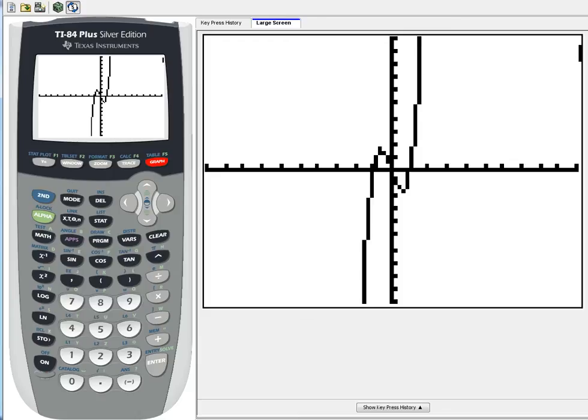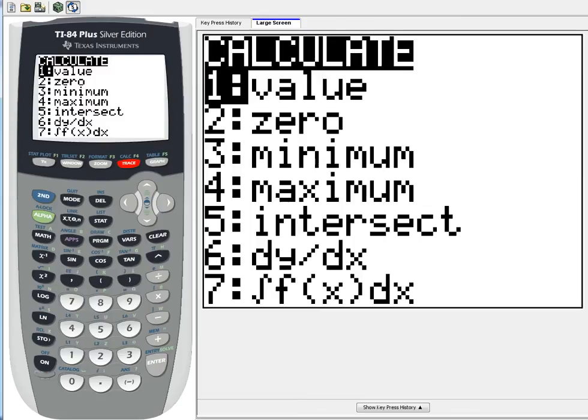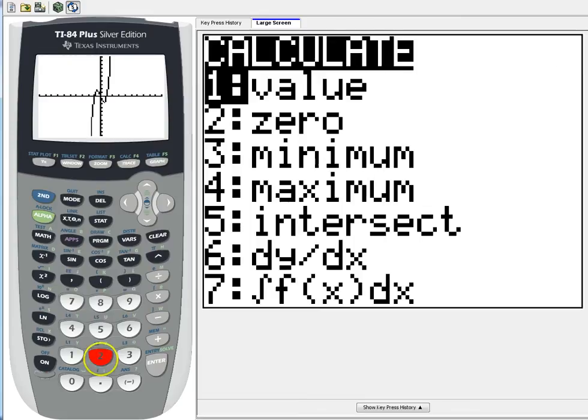We had 1, negative 1, and 0. And it looks like that's what it is. But you know how you can show it? You know you can find out the zeros, right? I can go second, calculate, and I can go to number 2 for my zeros.